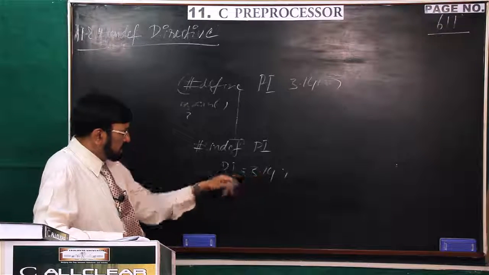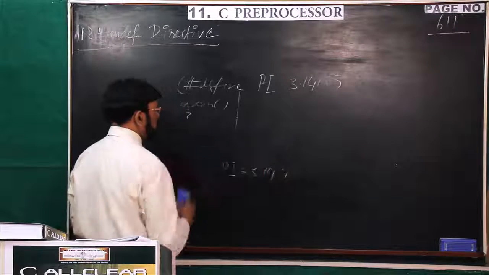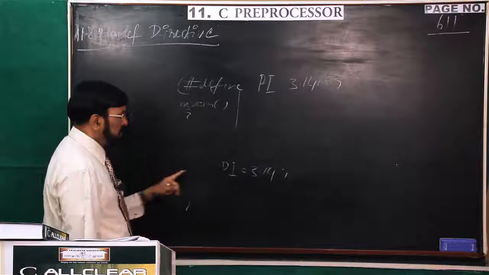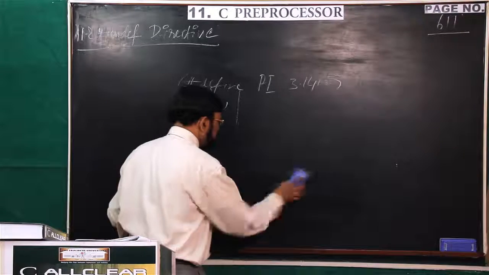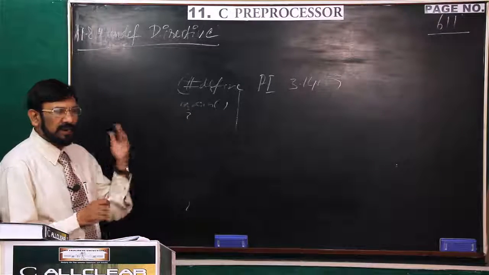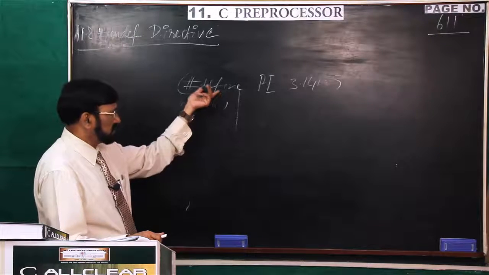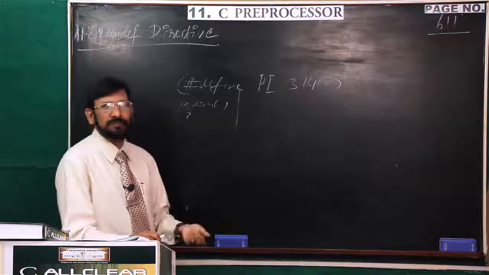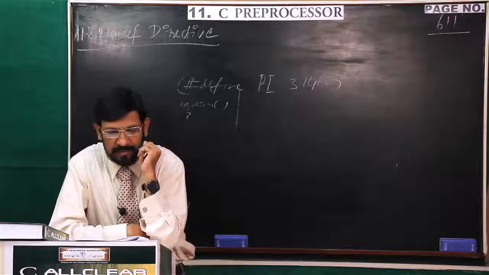If you change like this, then suppose without undef, if you change like this, it leads to an error. Constant values cannot be changed. That's why if you want to redefine it, first undef, thereafter you redefine it. Redefining means the same thing with a different value, you use it. So all these points I showed here.